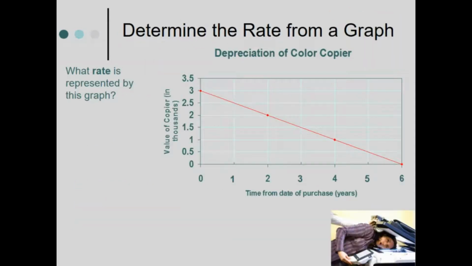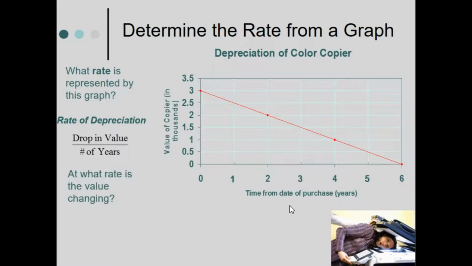Here we have an example for depreciation of a color copier. The question is asking what rate is represented by this graph. Well, we have rates of depreciation is what we're dealing with, and again, as that general rule, the numerator value is the vertical axis, which is the value of the copier, versus the value in the denominator, which is here found in the horizontal axis. So drop in value per number of years.